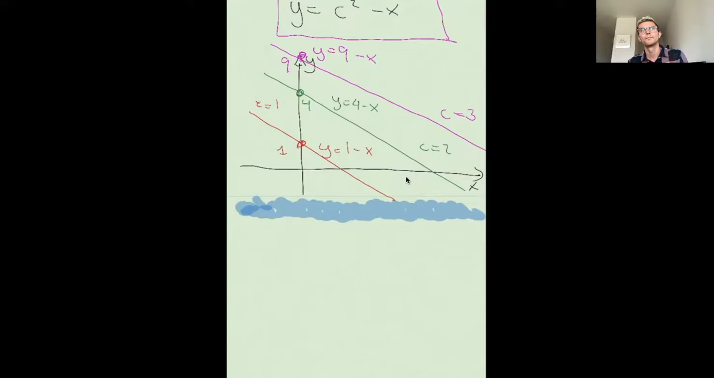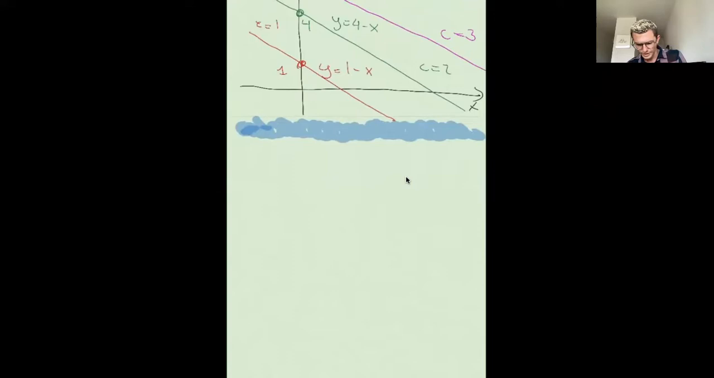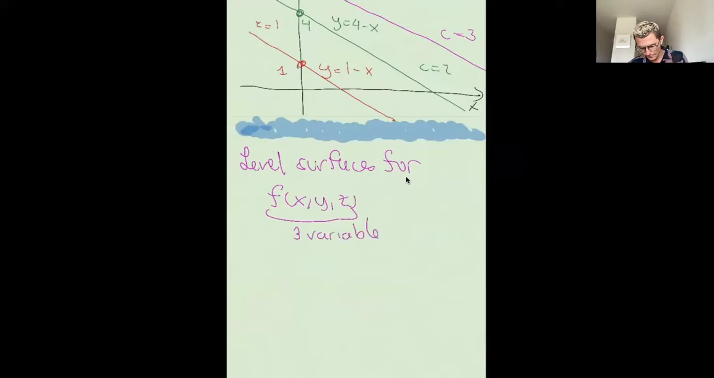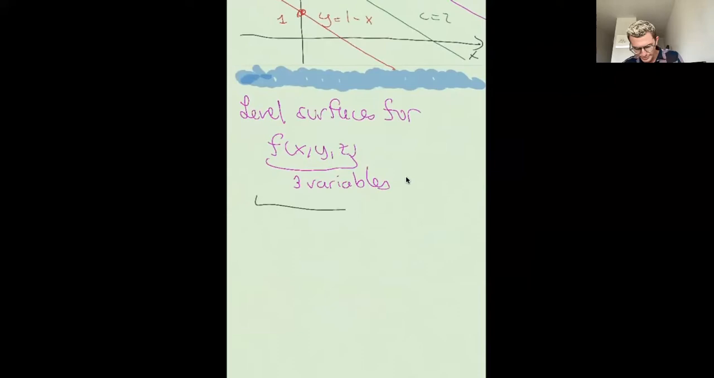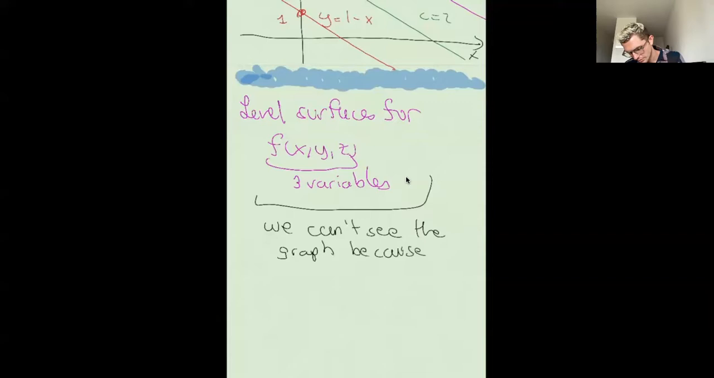So the last thing that I will mention right now is that there's an analog of this for level surfaces. This is for functions of three variables, so for f of x, y, z. The issue here is that we cannot look at the graph, because the graph would require a fourth axis, a fourth perpendicular axis to everything. That's really the better way to say this: a fourth dimension.